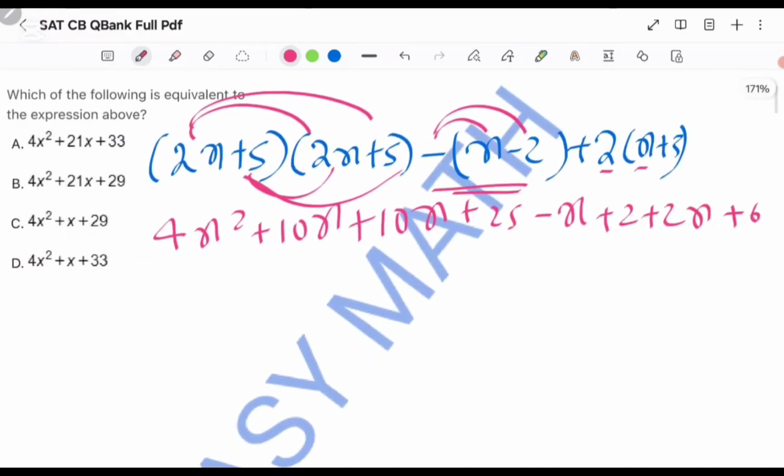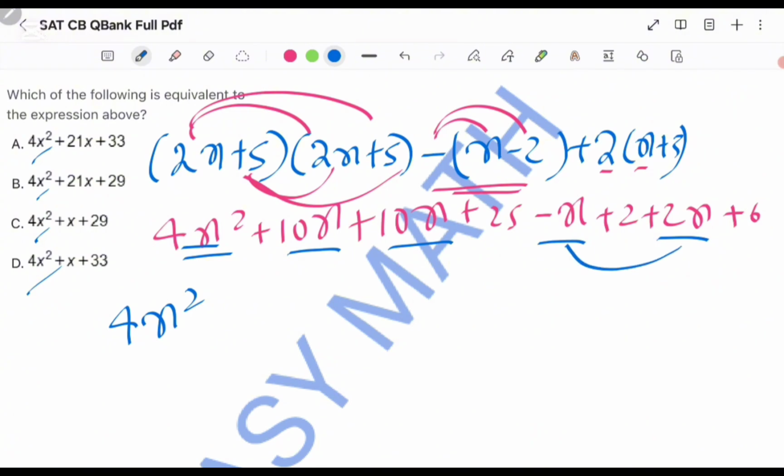Now let's go ahead and join some like terms. The 4x squared is fixed because there is nothing else to the power of 2 anywhere, so I cannot join it with anything. However, I have 10x, and then I have a negative x and a positive 2x. So basically out of these I have 1x, and then these are 20, so plus 21x.